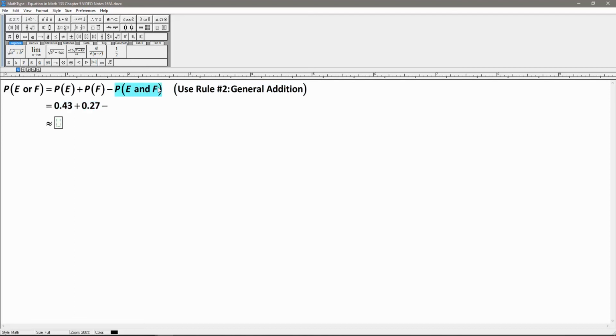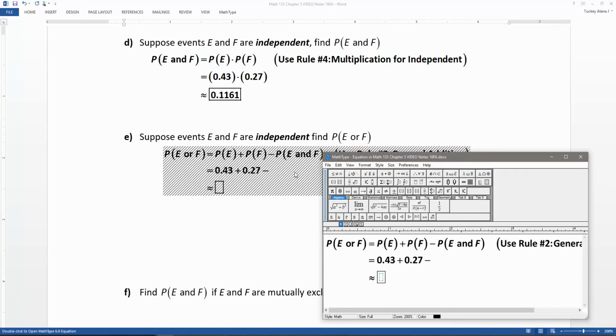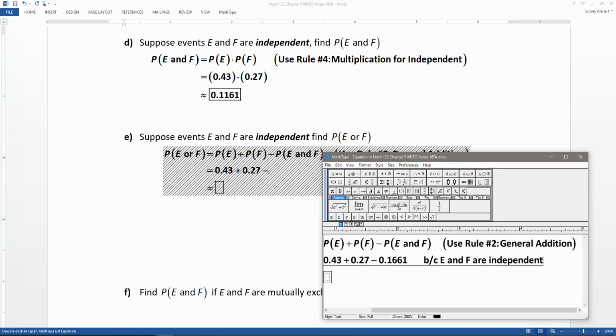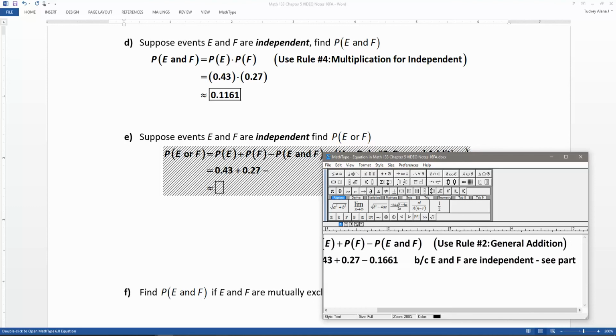One of the issues I'm having is this. I wasn't given the probability of E and F. Au contraire. But I was told that they're independent. And in letter D, we said if E and F are independent, then the probability of E and F is 0.1161. So I'm going to subtract away 0.1161. And I can do that because E and F are independent. See part D. Since they're independent, I can calculate the probability of E and F.